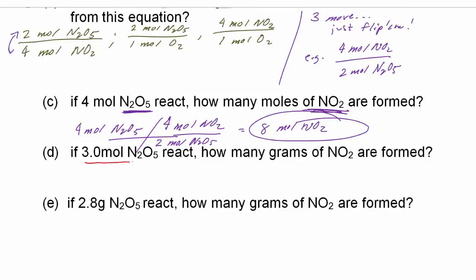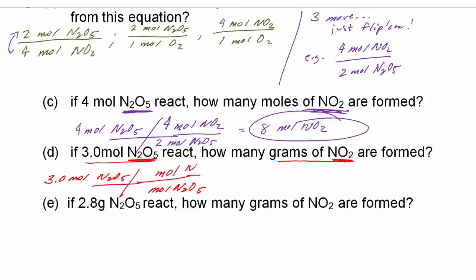What if we have 3 moles of dinitrogen pentoxide and we want to know how many grams of NO2 are formed? So again, we're going from one compound to another, so we need to use the mole bridge first, and then to go from moles to grams, we'll use molar mass. Check this out. We'll start with the 3 moles of dinitrogen pentoxide. The moles of dinitrogen pentoxide has to cancel, so that's in the bottom. We want to convert to moles of NO2 because we can't go to grams of NO2 right away. So this will be our mole bridge.